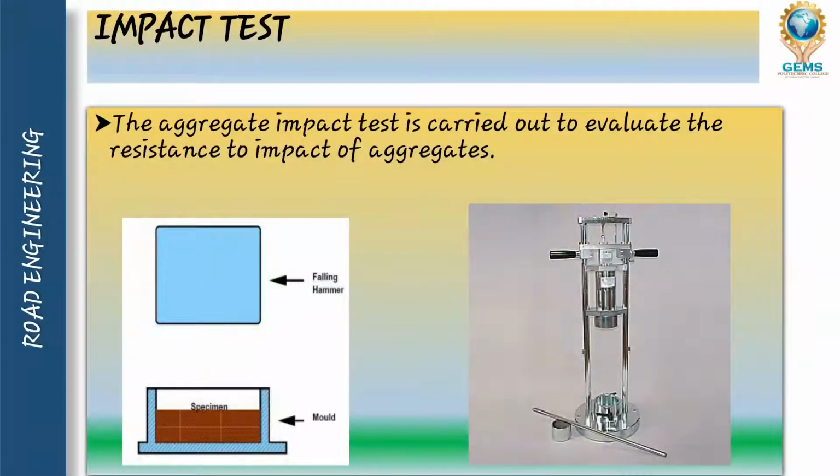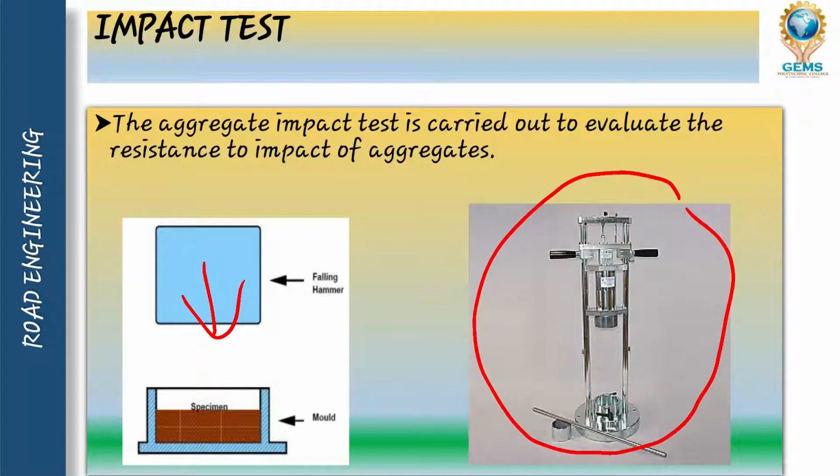Next is the impact test. As you can see in this image, there is a falling hammer, this mold and the specimen. This image shows that the impact test is nothing but a load applied from the top upon the specimen for finding the strength, bearing capacity and resistance to impact of aggregate. Let us discuss this in detail. The aggregate impact test is carried out to evaluate the resistance to impact of aggregate. This is the original machine which is used for the impact test.